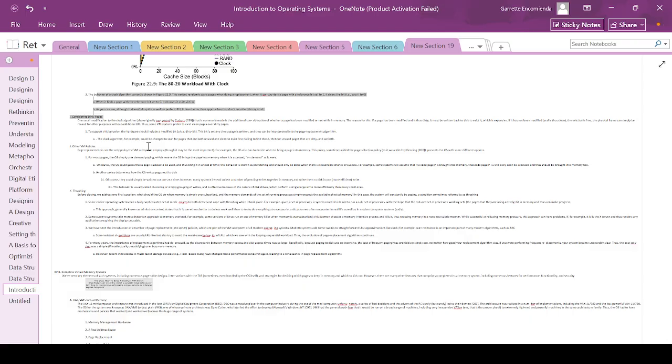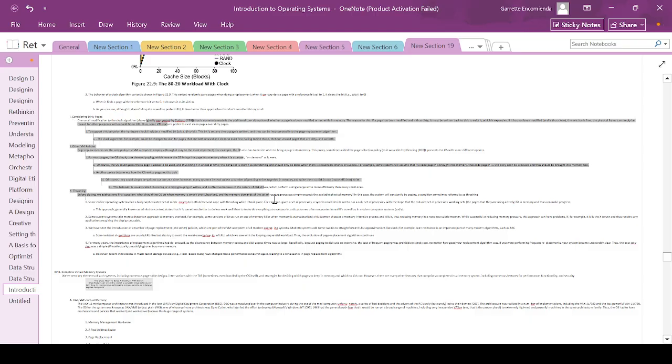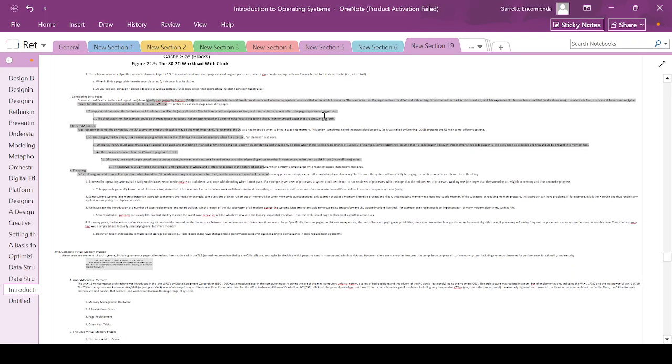One small modification to the clock algorithm, originally suggested by Corbato, that is commonly made is the additional consideration of whether a page has been modified or not while in memory. Because if it's modified, you likely don't want to evict it, because then you have to actually write that to the disk, otherwise the data will be lost forever.